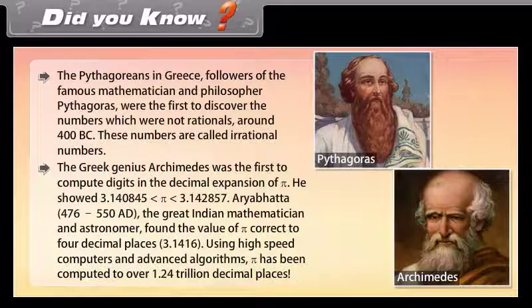3.1416. Using high-speed computers and advanced algorithms, pi has been computed to over 1.24 trillion decimal places.